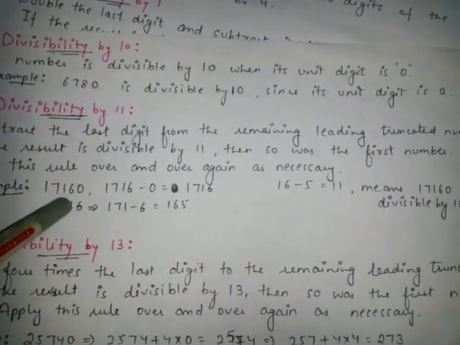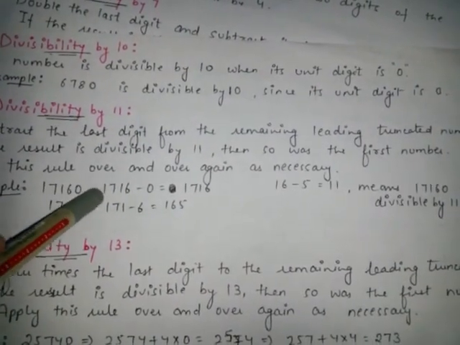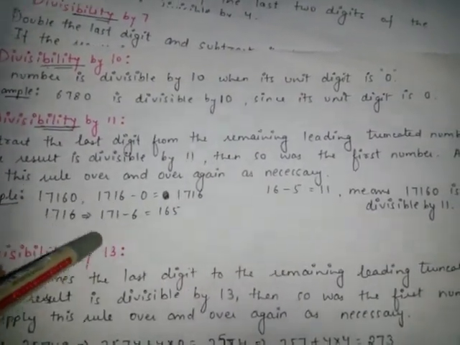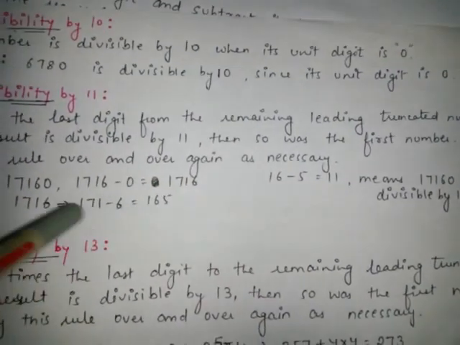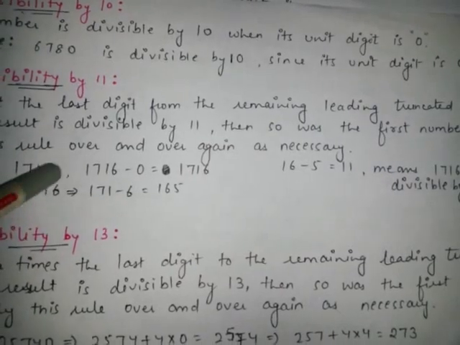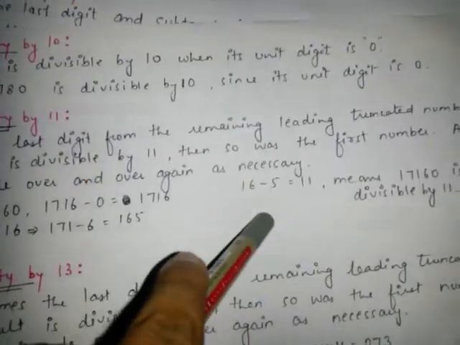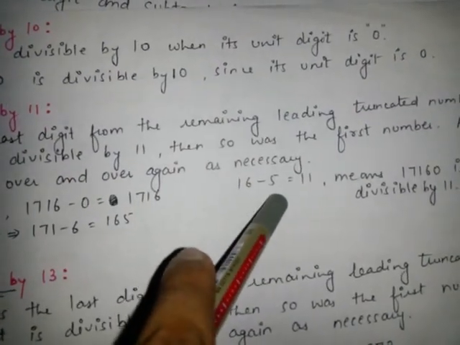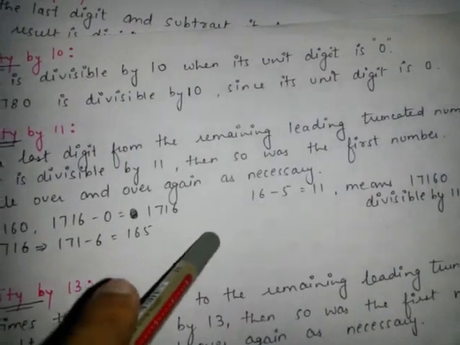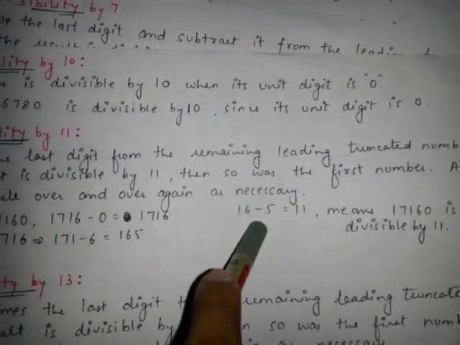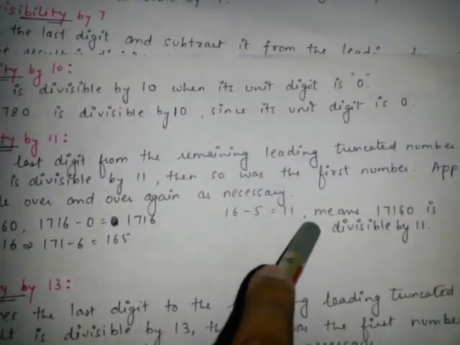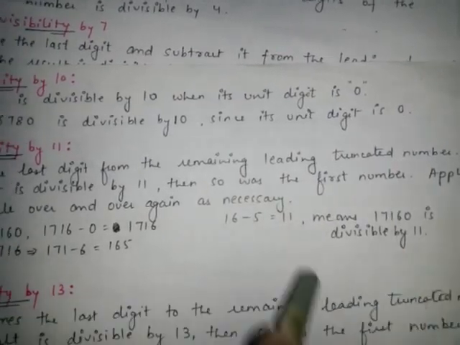Like this, 17160. In this, the last digit is 0. If we subtract it from the remaining truncated number, we get 1716. After that, we take 1716. The last digit is 6, and the remaining truncated number is 171. We get 165. Let's take it one more time. We have 5 as the last digit, and we subtract it from 16, and we get 11, which is divisible by 11. Hence the number is divisible by 11.